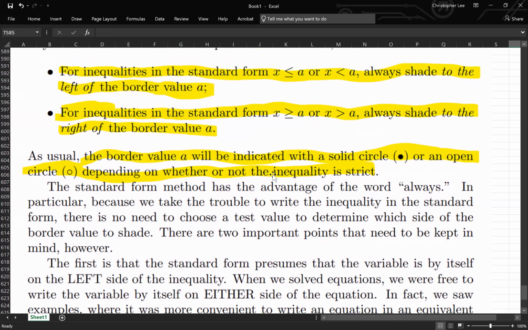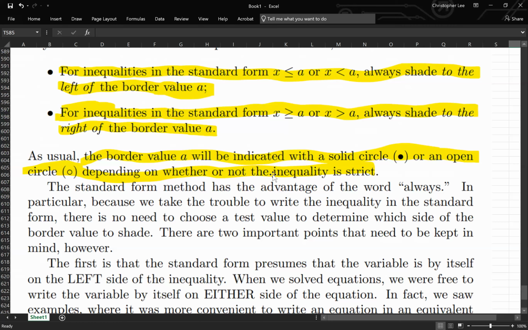The border value of a will be indicated with a solid circle or an open circle, depending on whether or not the inequality is strict, right? Equal to or not, right? The standard form method has the advantage of the word always, in particular, because we take the trouble to write the inequality in the standard form. There's no need to choose a test value to determine which side of the border value to shade, right? So there are two important points that need to be kept in mind, right?